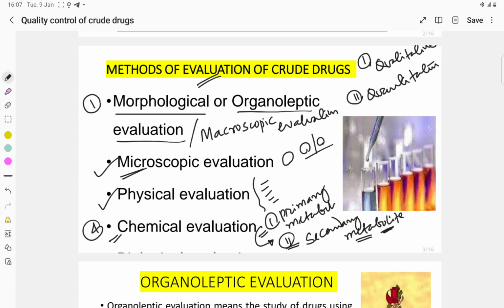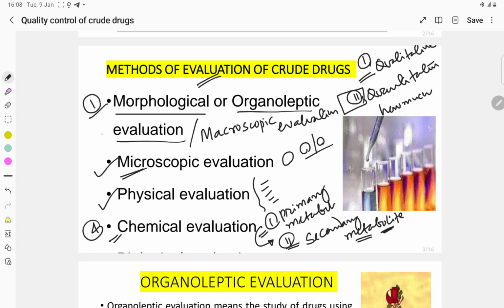Types of chemicals means glycoside, alkaloid, tannin, volatile oil, fixed oil, proteins, carbohydrates, gums, mucilage, terpenoid. These are all groups of chemical constituents, and whether they are present or not can be determined by qualitative chemical evaluation. Whereas quantitative evaluation tells about how much, the amount of the desired chemical present. That is quantitative chemical evaluation.